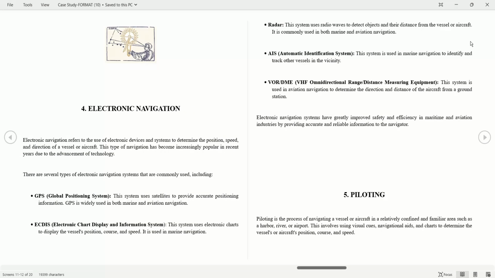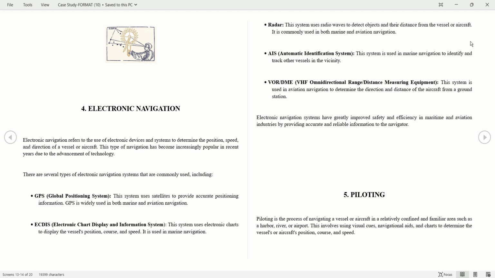And the second subtopic is electronic navigation. Electronic navigation refers to the use of electronic devices and systems to determine the position, speed, and direction of a vessel or aircraft. This type of navigation has become increasingly popular in recent years due to the advancement of technology.